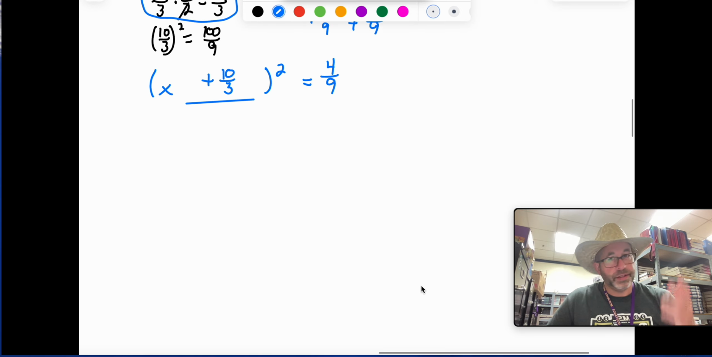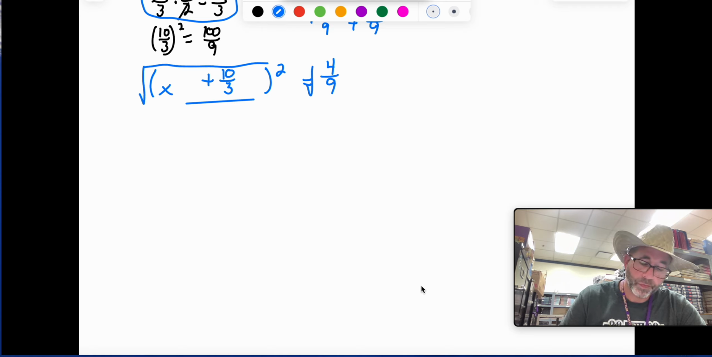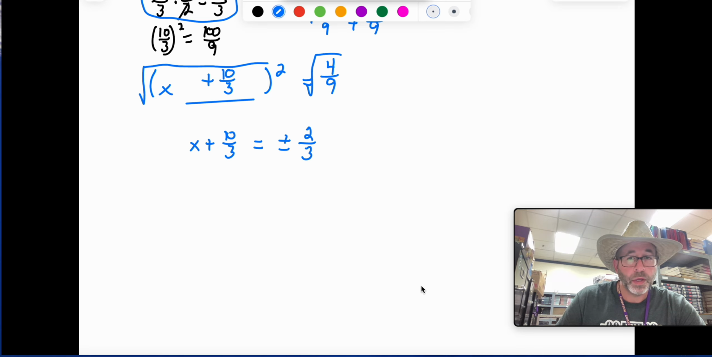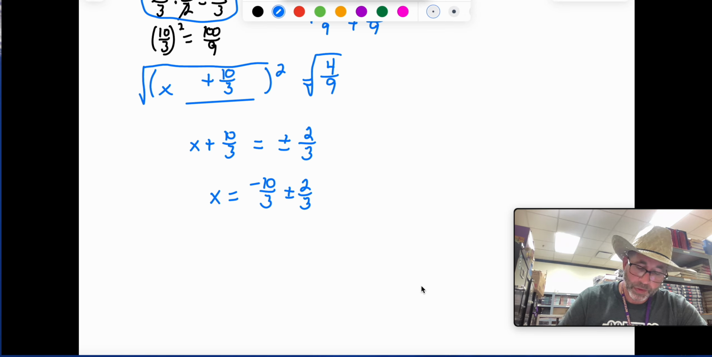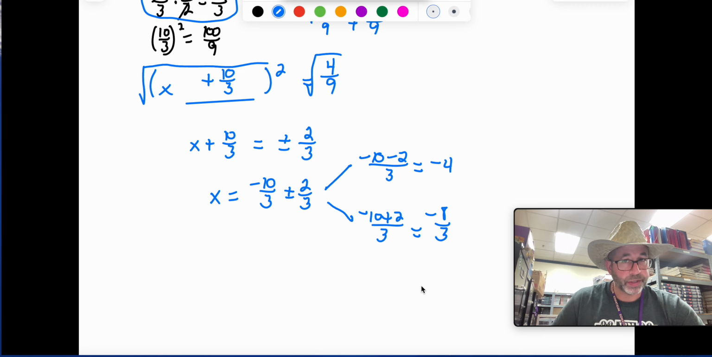Okay, let's carry on. Now that we have the squared part alone, let's go ahead and clear out that square by taking the square root. And we end up with x plus 10 over 3 is going to equal plus or minus 2 over 3. Move the 10 over 3 over. We get x equals negative 10 over 3 plus or minus 2 over 3. That means we have negative 10 minus 2 over 3, which will equal negative 4. And then negative 10 plus 2 over 3, which will equal negative 8 over 3. And these will be our two answers.